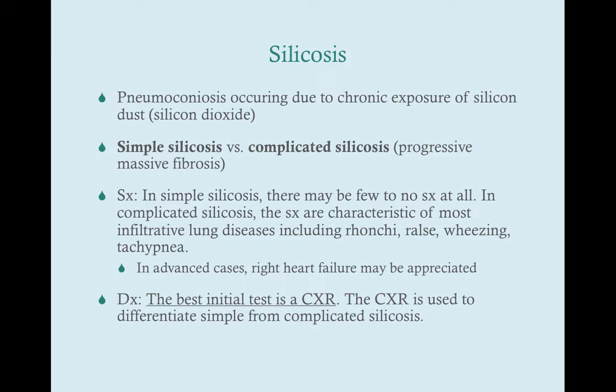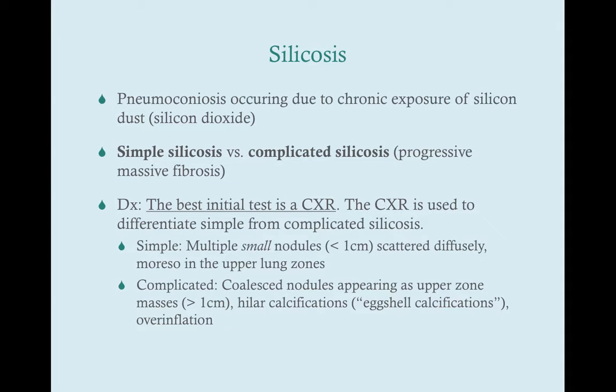That'll give you some of the characteristic findings of silicosis, if indeed it's present. And the chest x-ray is used to differentiate simple from complicated silicosis. So when you get that chest x-ray, what you're going to do is look for nodules. And primarily in silicosis, the nodules are going to be in the upper lung zones. The small nodules are less than 1 centimeter, and the quote-unquote large or coalesced nodules are greater than 1 centimeter. So usually the small nodules are quite small. They're usually about 2 or 3 millimeters in diameter, and you'll see quite a few of them.